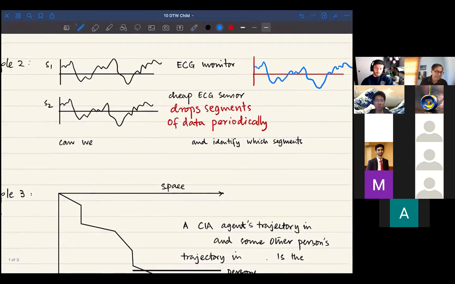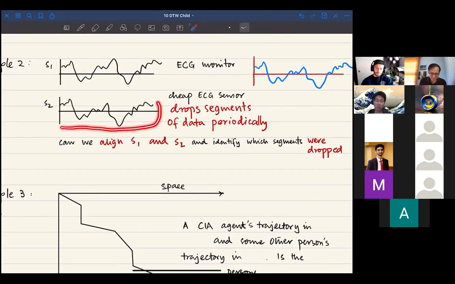So then the question is, can we align S1 and S2 and identify which segments were dropped? You see, right? This will be very useful, because if you take the cheap sensor ECG data and do your computation, that would be wrong, right? You need to really separate this part out and move it, give it the right time shift, so that this part aligns exactly with this part, and this part aligns exactly with this part, and so forth. Make sense? Good.